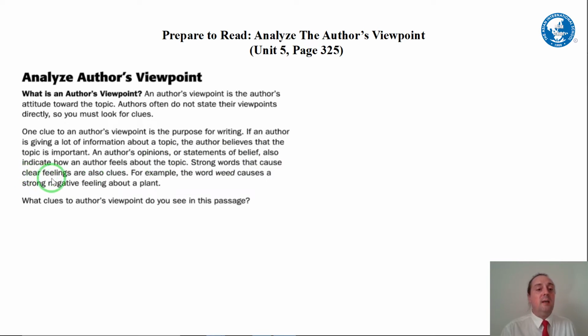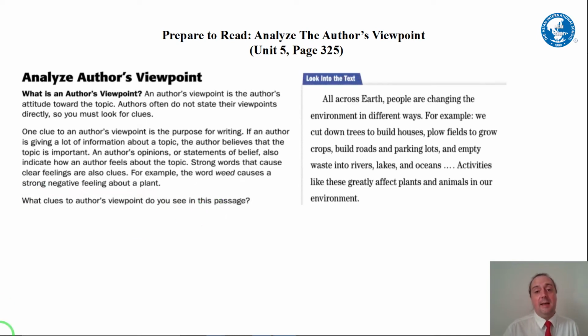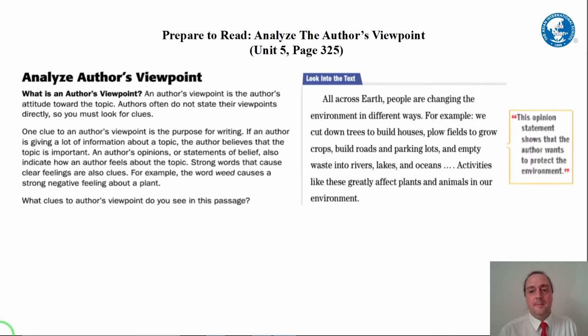Strong words that cause clear feelings are also clues. So, for example, the word weed causes a strong negative feeling about a plant. A weed is a plant that we don't like, that we want to get rid of. So, what clues to the author's viewpoint do you see in this passage? Let's practice.